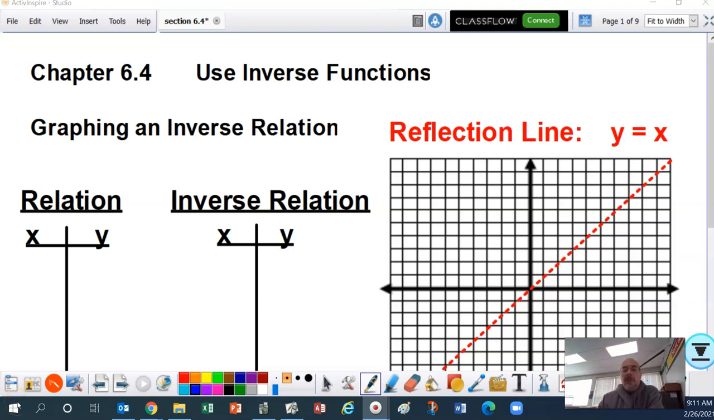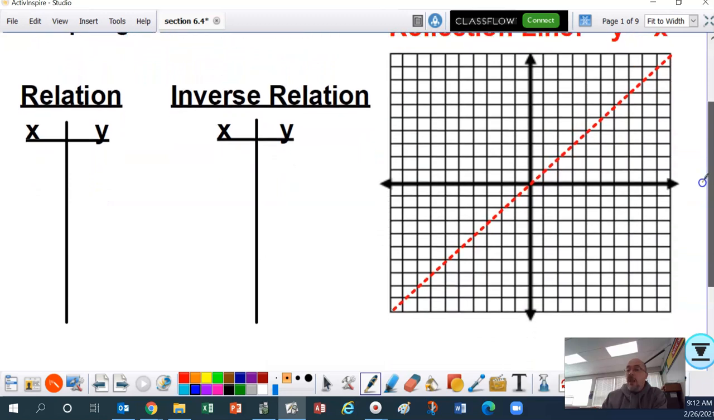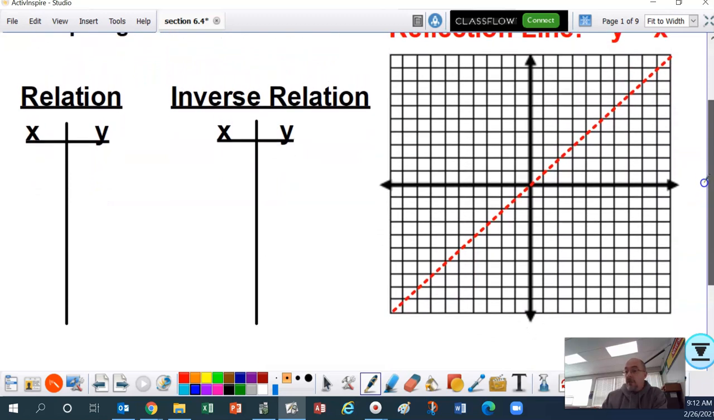We are on chapter 6.4, Use Inverse Functions. Now, we're going to be doing some graphing. Hopefully you have graph paper at home. If you don't, then as best you can, draw your graphs freehand, hopefully maybe using a straight edge so that you can be as accurate as possible. All right, here we go. We'll talk about the graphs after we look at a relation and what the inverse relation looks like.